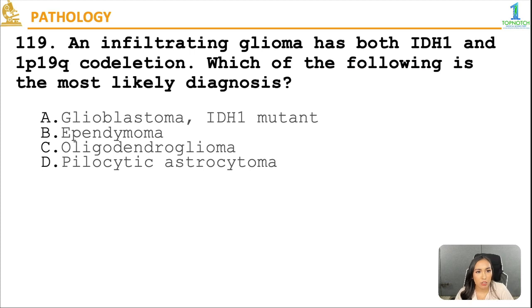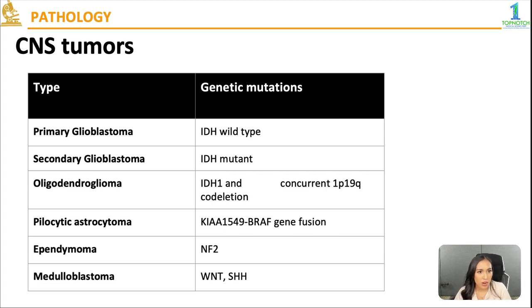An infiltrating glioma has both IDH and 1p19q co-deletion. Which of the following is the most likely diagnosis? I'm sorry guys, this is just a recall question of CNS tumors, and the correct answer is oligodendroglioma. Let's summarize yung mga genetic mutations. Again, just look at this right before your exam. Store it in your Pandora's box of short-term memory.